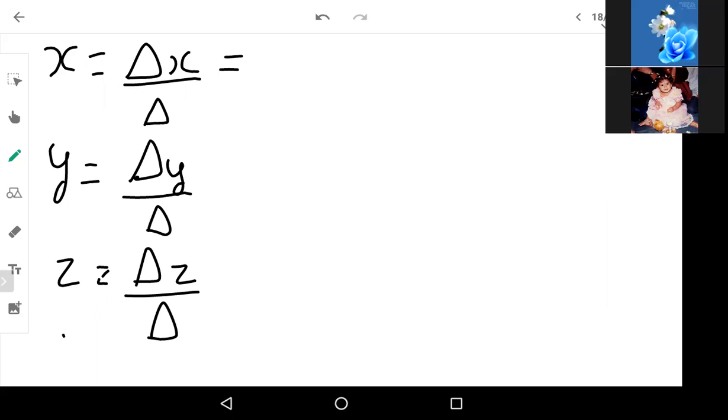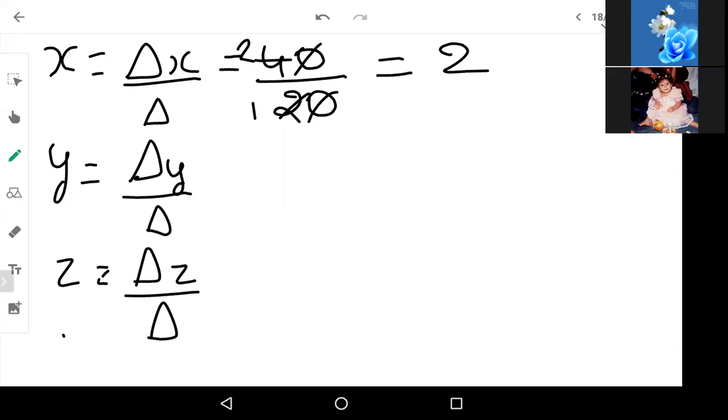Now delta x was 40, very sorry. Delta x was 40 and the value of delta is 20. So 0, 0, 2 1s are 2, 2 2s are 4. So the value of x is 2.